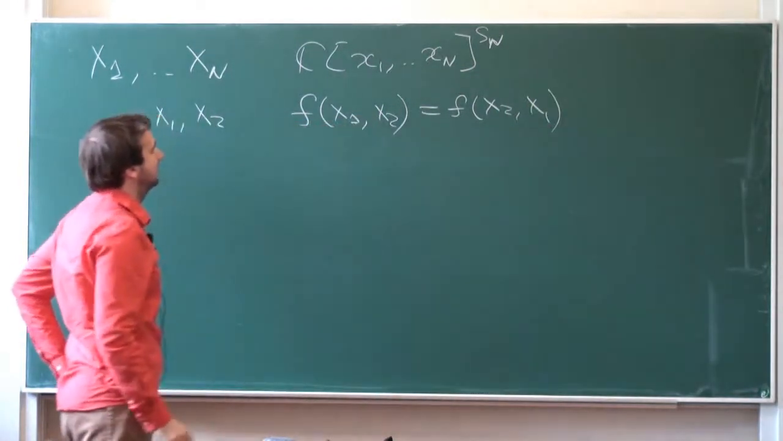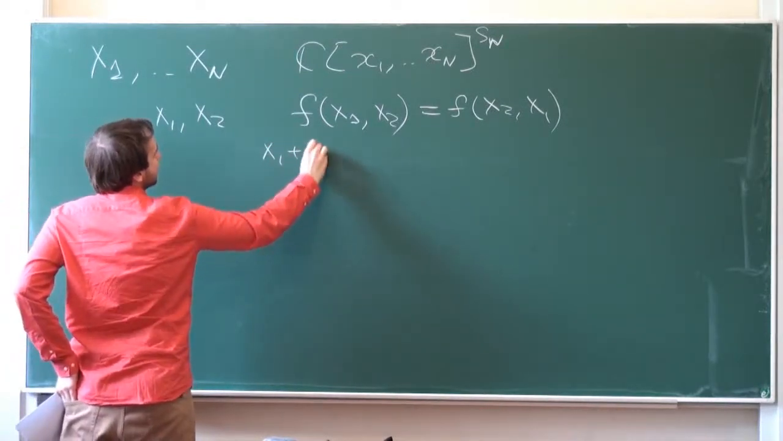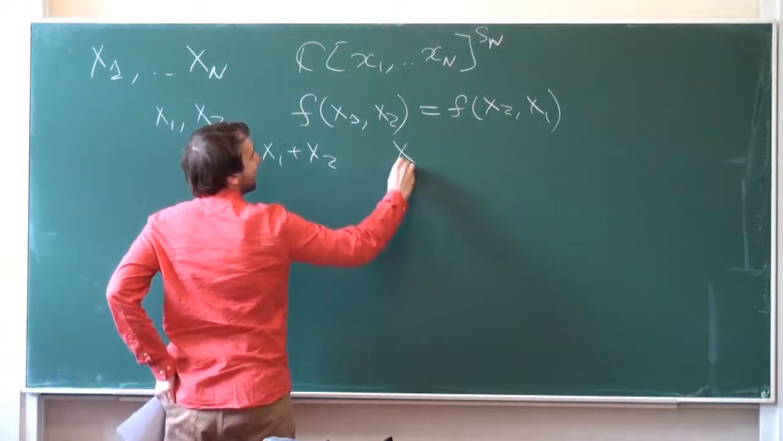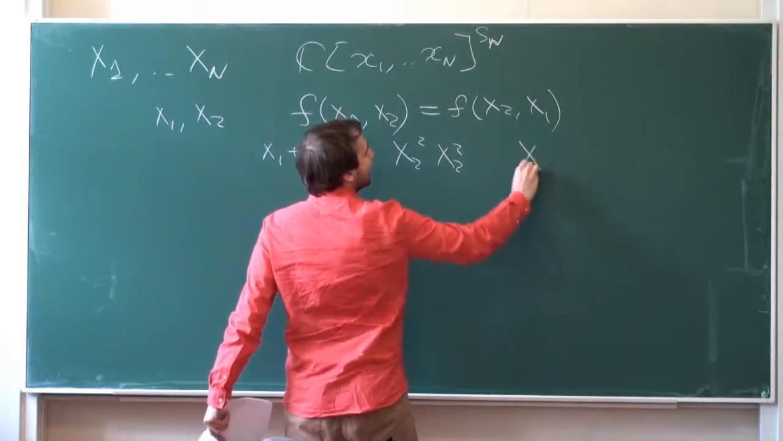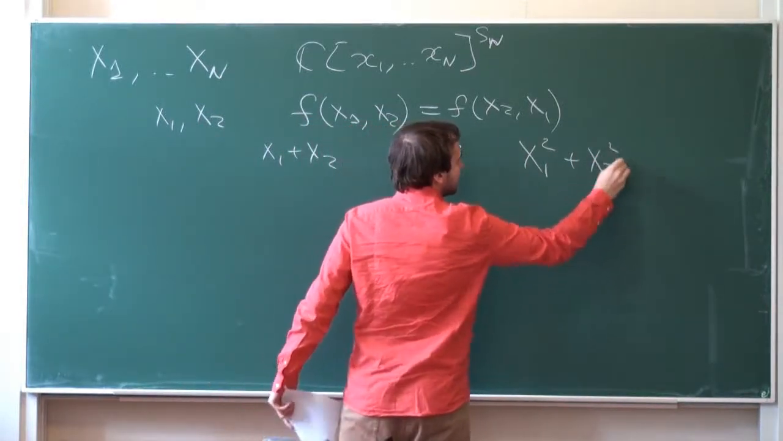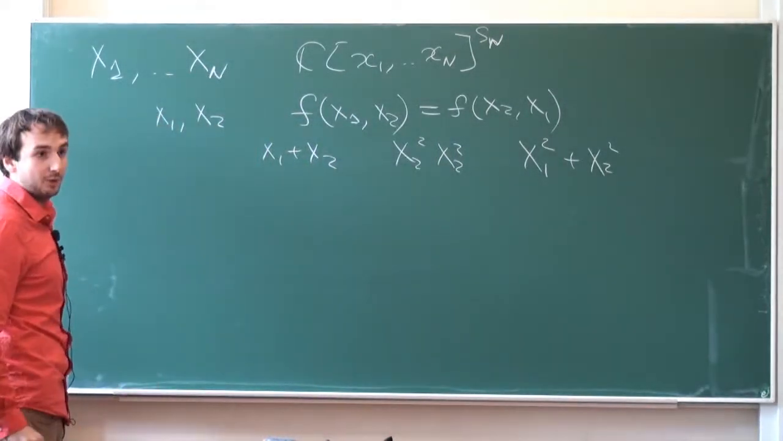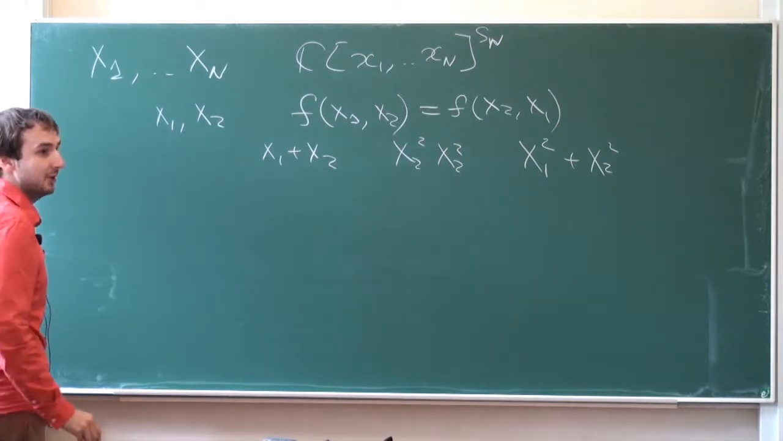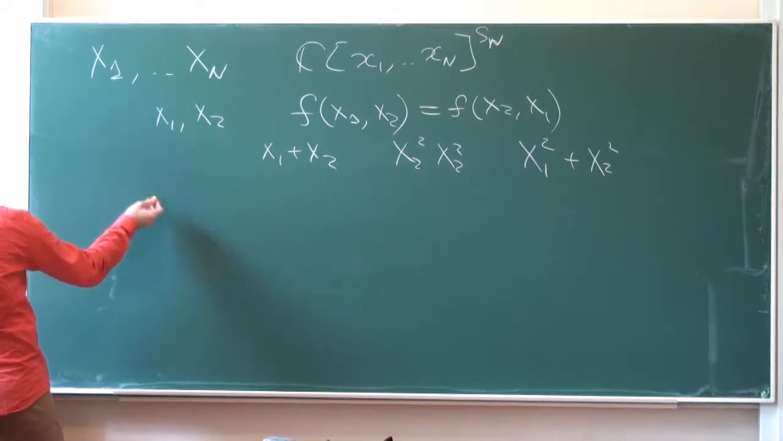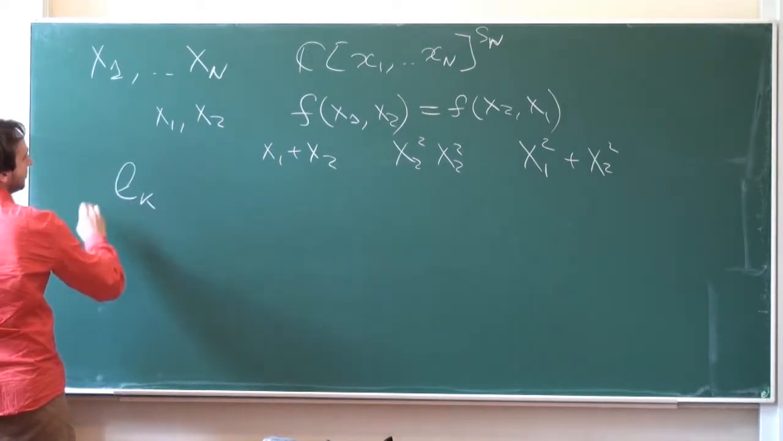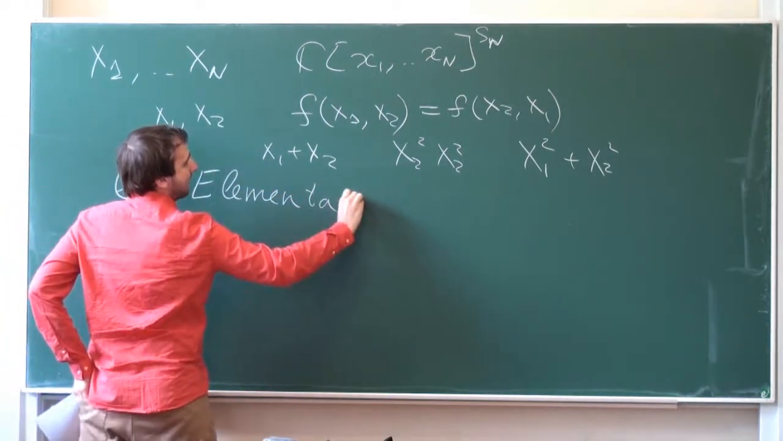Okay, so some simple examples of symmetric polynomials, again in 2 variables, are say the sum of 2 variables, or maybe the product of squares, or maybe x1 squared plus x2 squared. So not a very complicated thing. Okay, we will need some very specific symmetric polynomials. So these are so-called elementary symmetric functions, which are usually denoted by e_k.